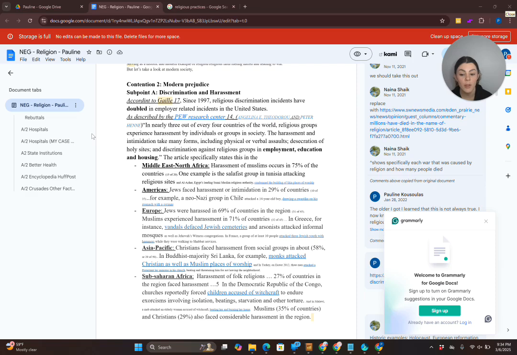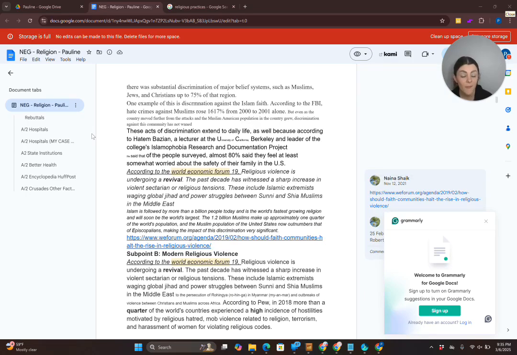The article specifically states that in the Middle East and North Africa, harassment of Muslims occurs in 75% of countries. In the Americas, Jews face harassment or intimidation in 29% of countries, for example, a neo-Nazi group in Chile. In Europe, Jews were harassed in 69% of countries in the region. Muslims experience harassment in 71%. One example of this discrimination against the Islamic faith: according to the FBI, hate crimes against Muslims rose 1,617% from 2000 to 2001 alone. These acts of discrimination extend to daily life as well, because according to Hatem Bazian, a lecturer at UC Berkeley and leader of the college's Islamophobia Research and Documentary Project, of the people surveyed, almost 80% said they feel at least somewhat worried about the safety of their family in the U.S.